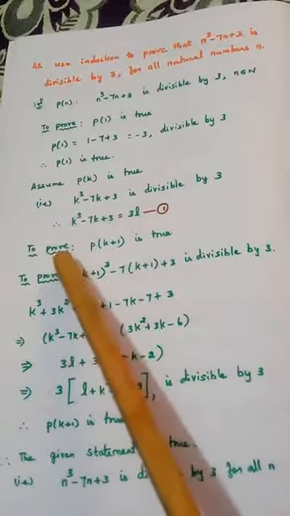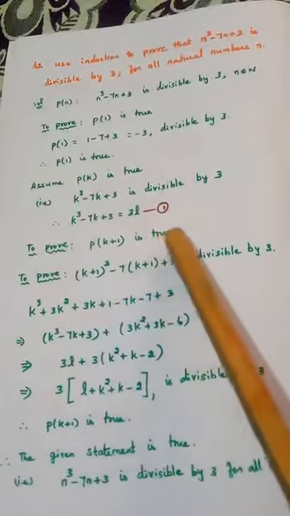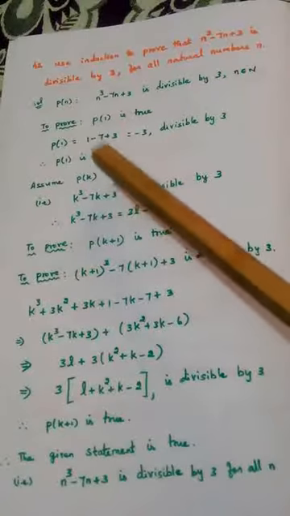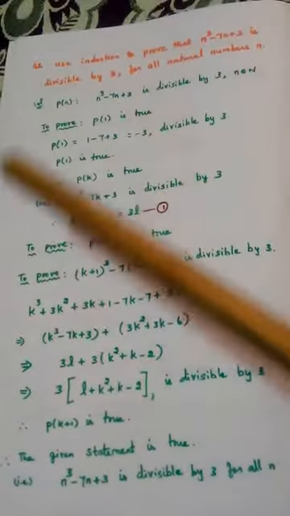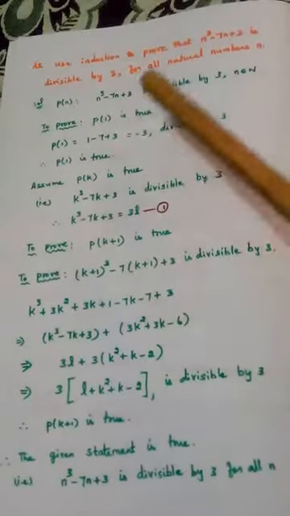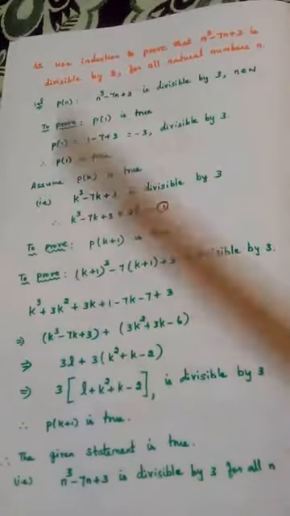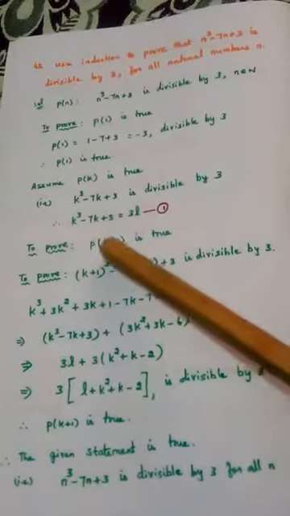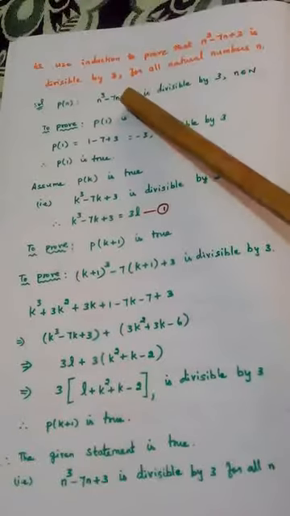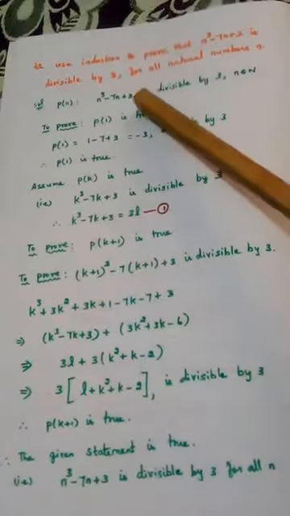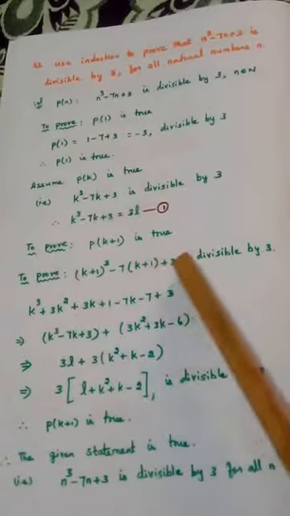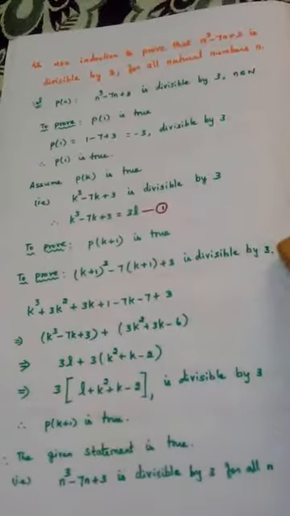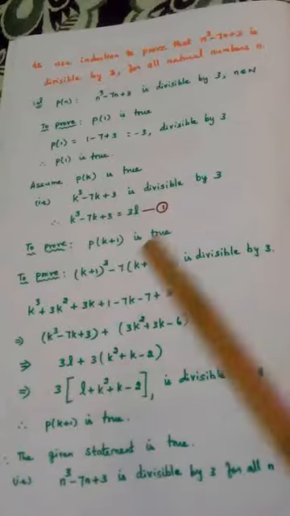What do we need to prove? P of k plus 1 is true. This is what we need to prove. Now if you see the result, P of k plus 1 means you should replace n by k plus 1. That is, in place of n, I should put (k plus 1) whole power 3 minus 7 into, in place of n, I should write k plus 1 plus 3. Now I need to prove that this term is divisible by 3. This is what we need to prove.